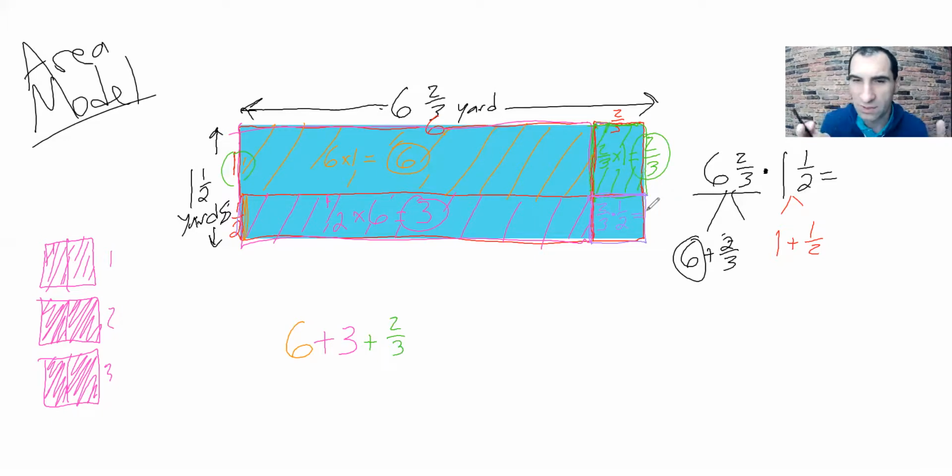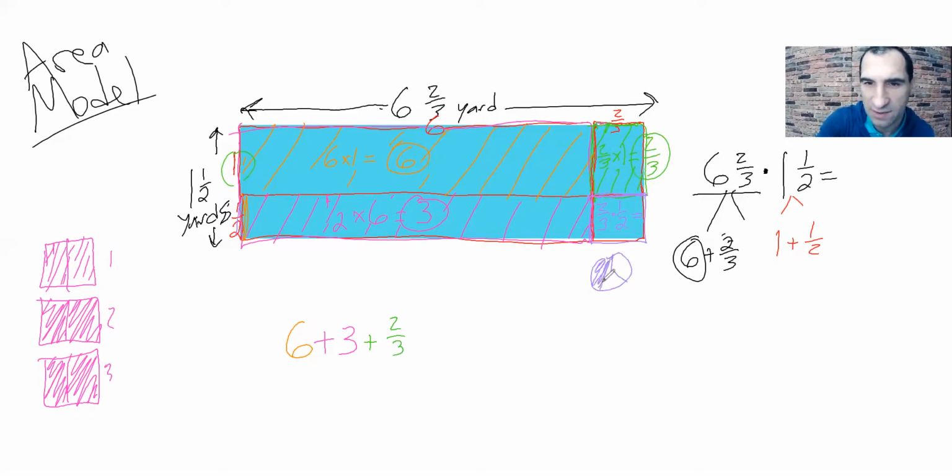Well, 2/3 would look like this. If I use a pie chart, 2/3 looks like this. Half of that, of course, is going to be this section. Half of that is going to be 1/3.